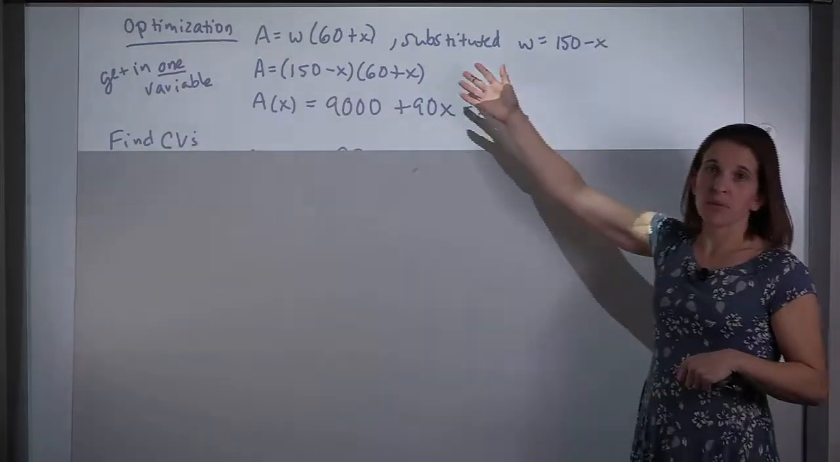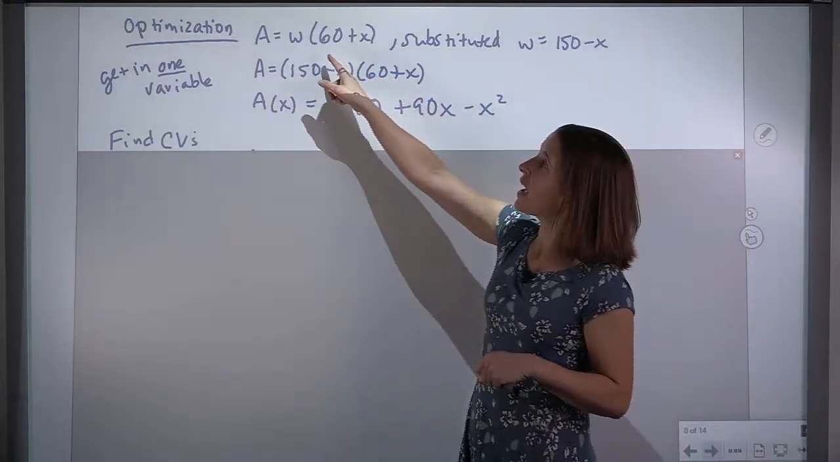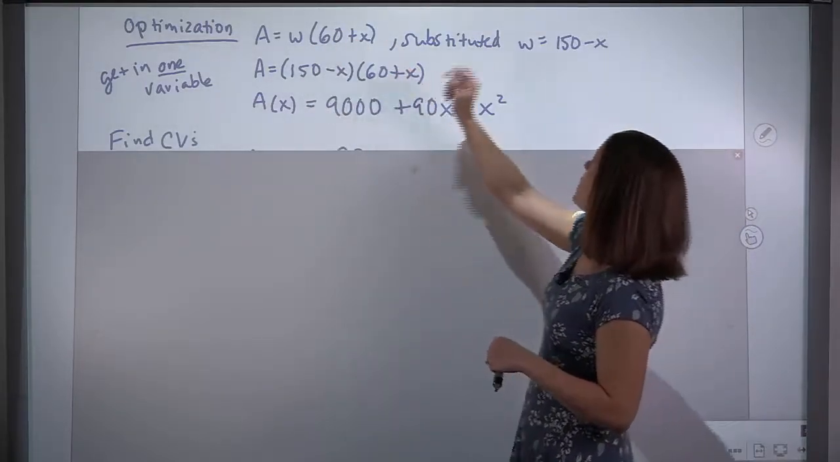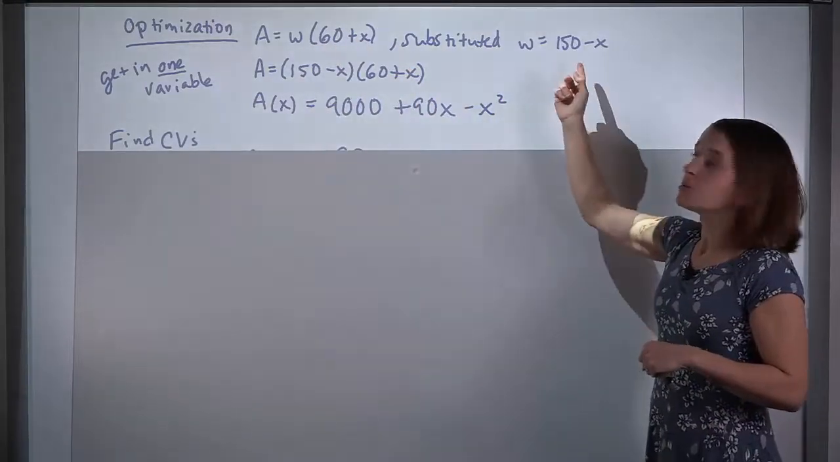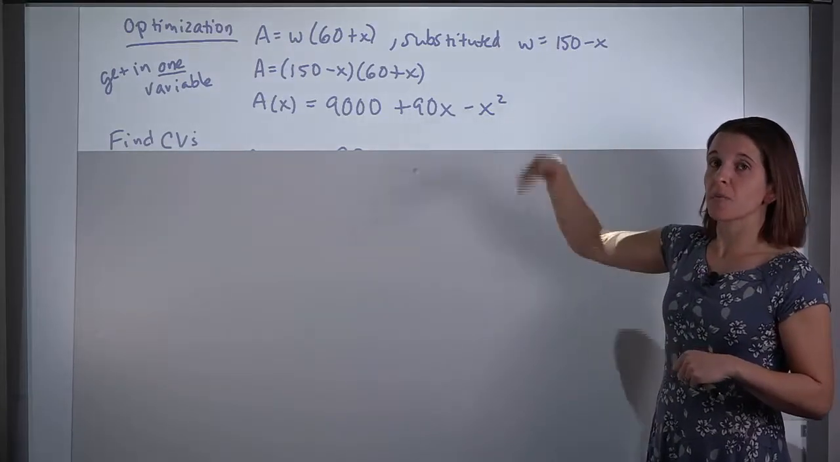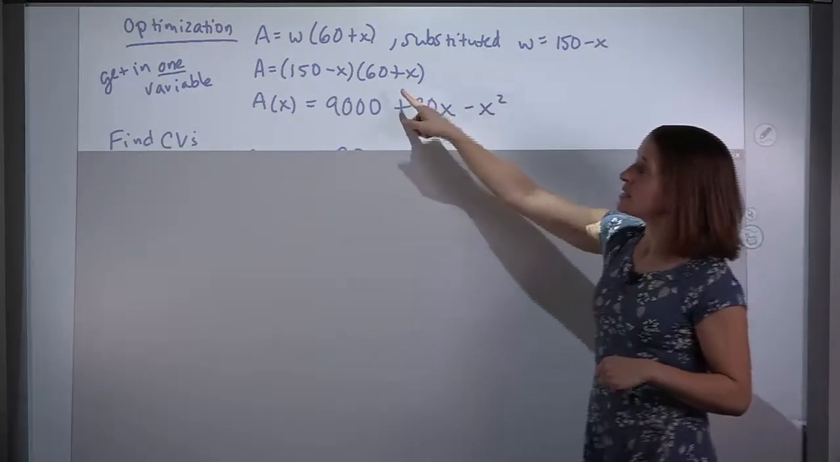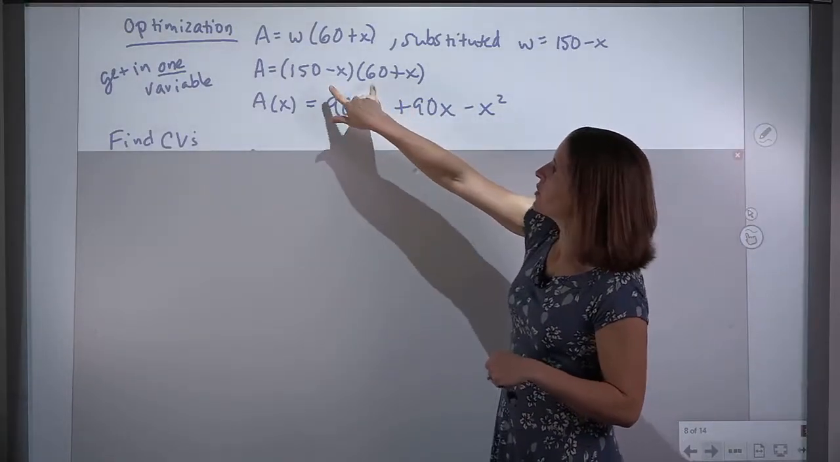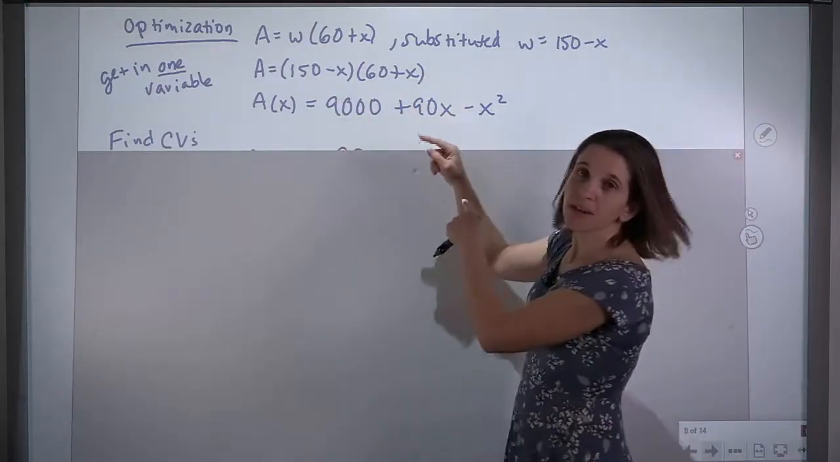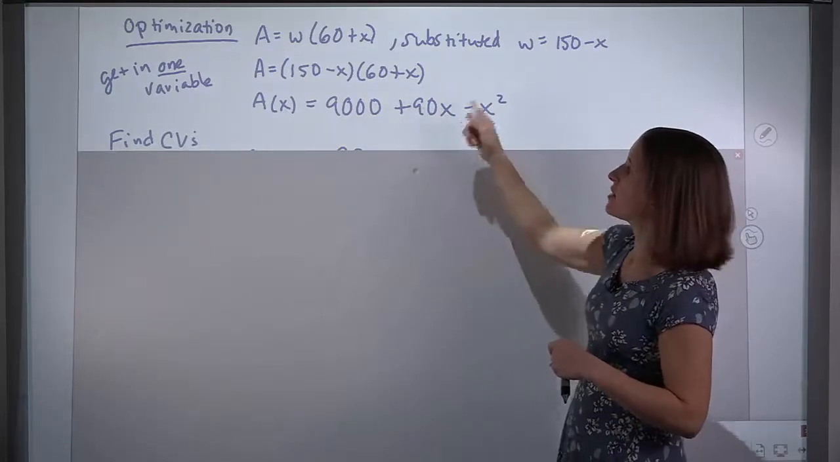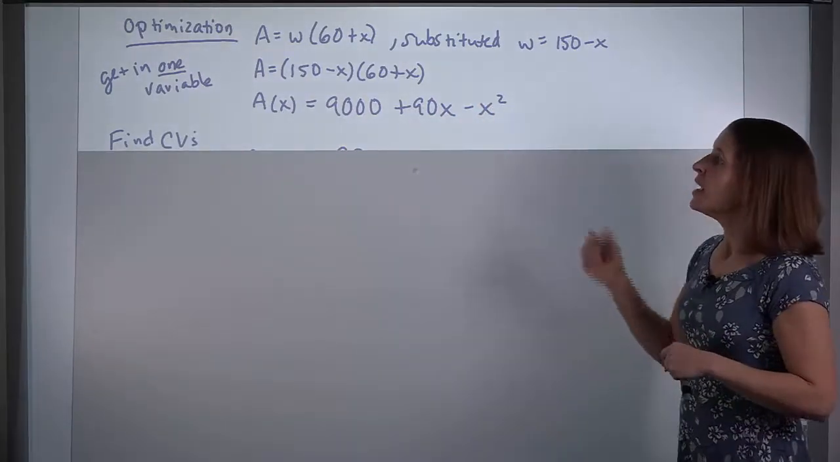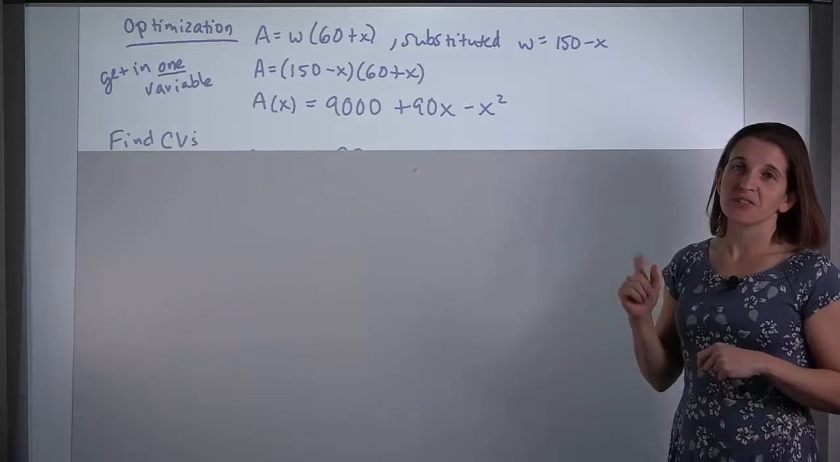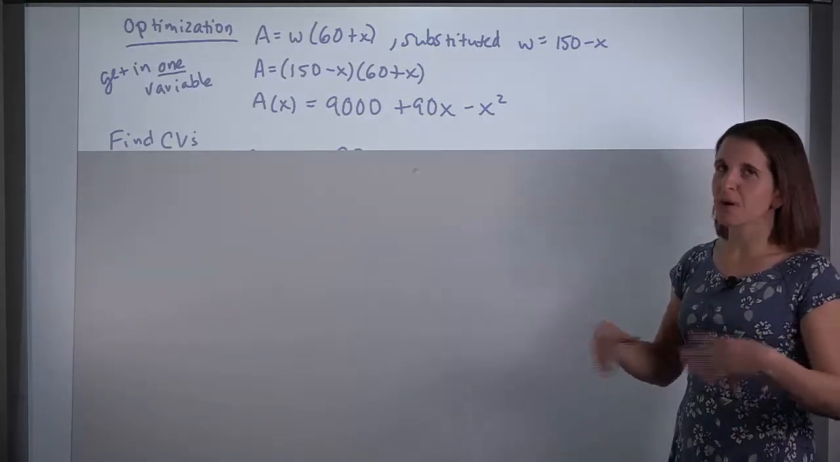So summarizing what we had before, we had our W times 60 plus x, but we knew that W was 150 minus x from our constraint equation, so we replace it and we do have to FOIL. So we'll have to do the firsts to get 9,000, and then the outers plus the inners give us 90x, and then the lasts give us negative x squared. Now I have an equation of just one single variable, and I can do my regular process.